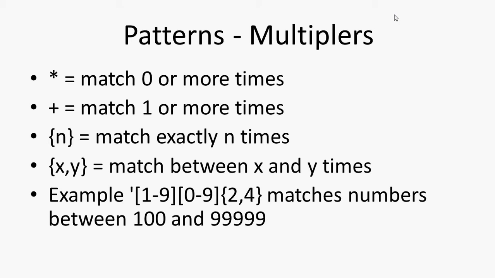So on the example at the bottom, notice that the 2,4 only applies to the 0 to 9 block. It doesn't apply to the 1 to 9 block at the start. So unless you put brackets around the whole thing, it will only apply to the preceding term. So the first block will match 1 to 9, and then the second block will match any digits from 00 up to 9999, which gives the range of 100 to 99,999. So that's a good example of even in a simple case, it's not necessarily very easy to read exactly what's happening there. So you just got to be a bit careful.